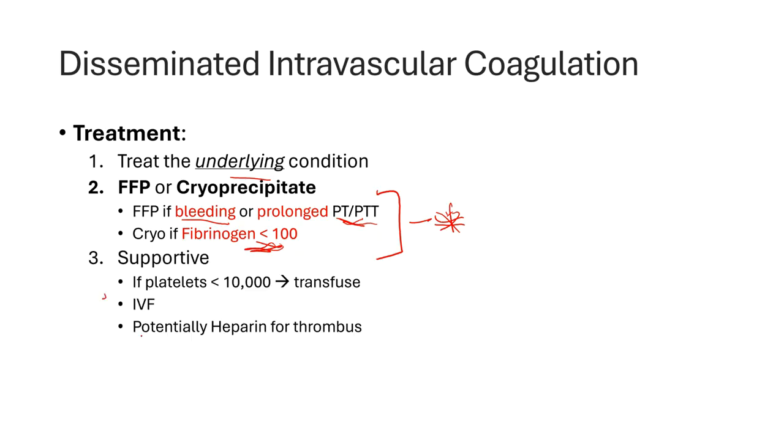IV fluids, potentially heparin. Heparin is obviously related to how the platelet level is. But the big thing I want to take away from the supportive portion is that in DIC, we can transfuse platelets. Remember, with TTP, they are contraindicated. That is not the case in DIC. The big takeaway from this slide is we treat the underlying condition and we typically can give fresh frozen plasma or cryoprecipitate.